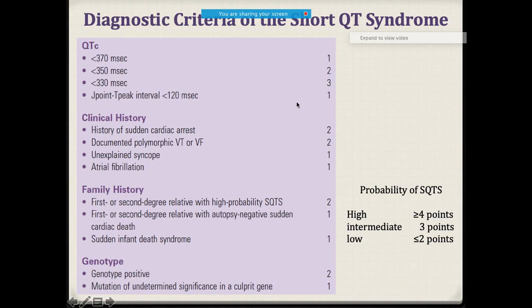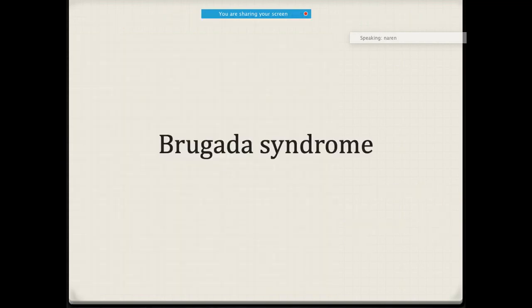So the diagnostic criteria for the short QT interval is, as we can see over here, a scoring system. The scoring will be on the basis of the total score. If it is more than 4, there is a high risk for short QT syndrome. Similarly, 3 for intermediate risk, and less than 2 for low risk.